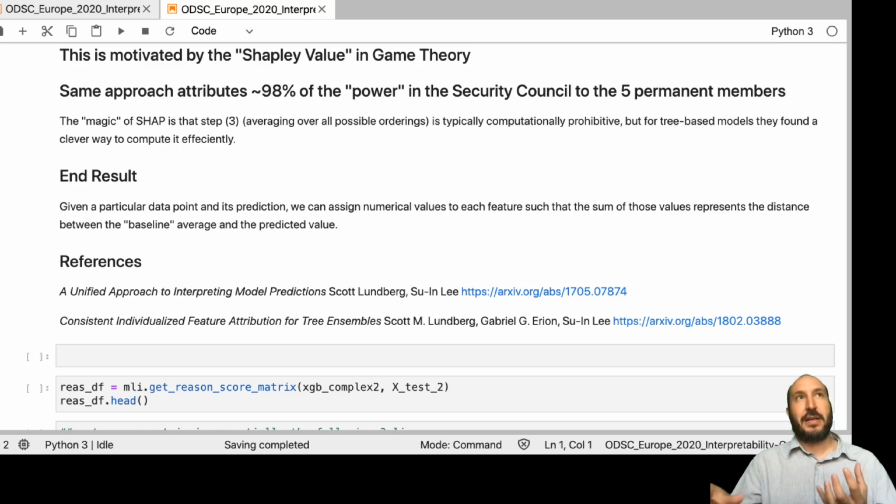And so you could think about this as asking: if I randomly order people, at what point does a country become the swing vote? If you do this analysis on the Security Council, you find that basically 98% of the power lies with the 5 permanent members, and the other 10 members have very, very little power, which makes sense, but it's nice that it's able to quantitatively assess that.